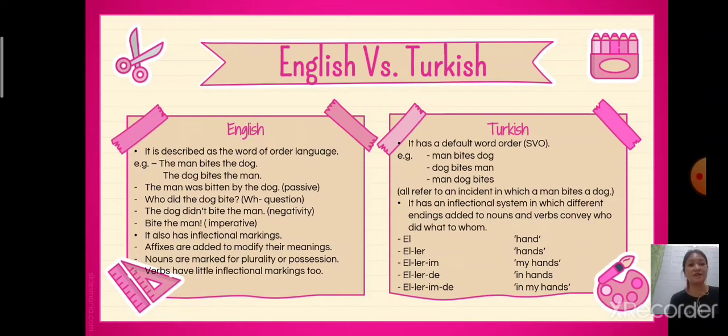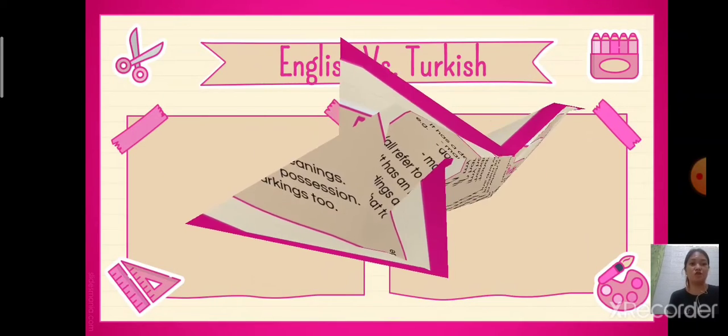So as you can see, even though in English we're going to add words at the beginning of a noun or at the beginning of the subject, in Turkish, in word order, the subject comes first and then followed by the verb and the object. So when we say in hands, it is ellerde. When we say in my hands, ellerimde. So that is the Turkish language.